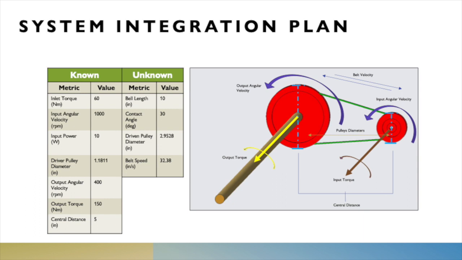Now, continuing our system integration plan for our knee mechanical system or our pulley mechanical system, we can also see a free body diagram which represents the belt velocity, the input torque, the central distance between the two pulleys, the output torque, the output angular velocity, the pulley diameters, and the angular velocity of the input.